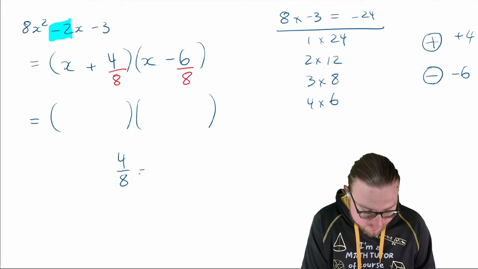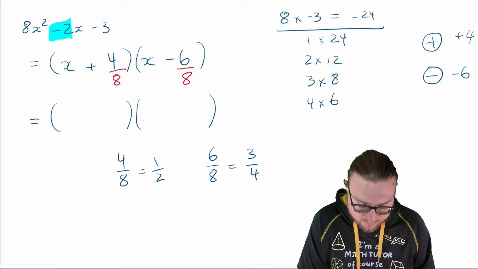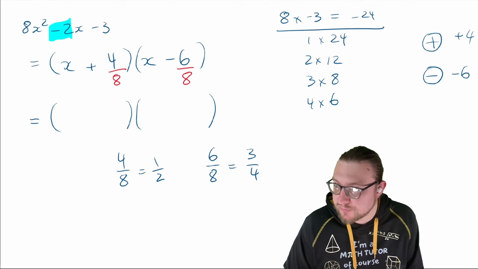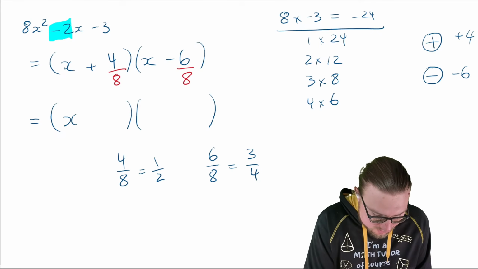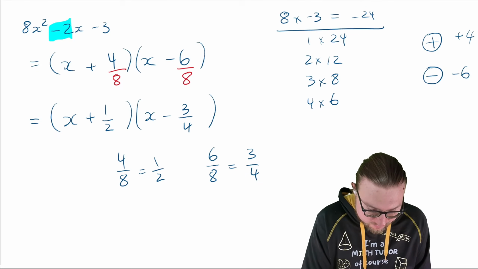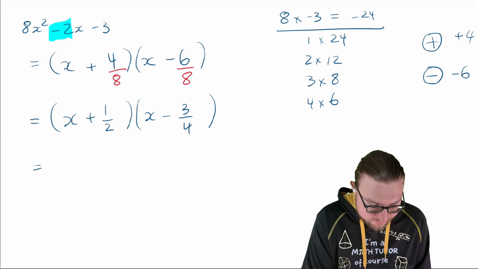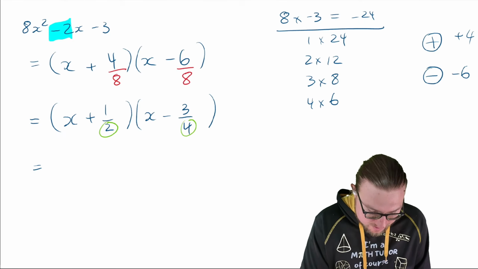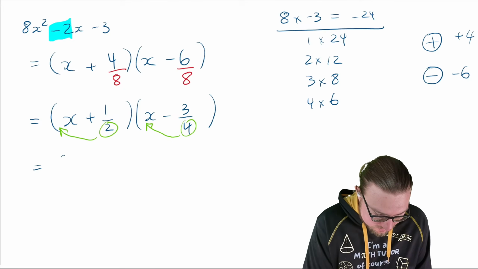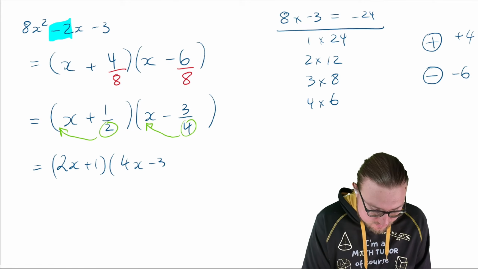4 over 8 becomes 1 over 2. And 6 over 8 is 3 over 4. All divided by 4 in the first one and dividing by 2 for the second one. So we're going to get x plus 1 over 2 and x minus 3 over 4. Let's get rid of these. And the final step, after simplifying, if we have numbers left over, they move in front of the x and we're done. So we're going to get 2x plus 1 and then 4x minus 3.